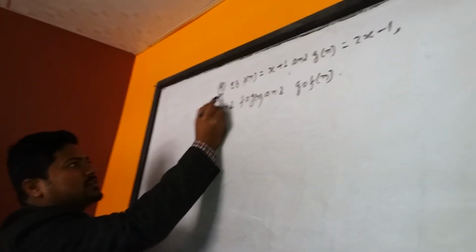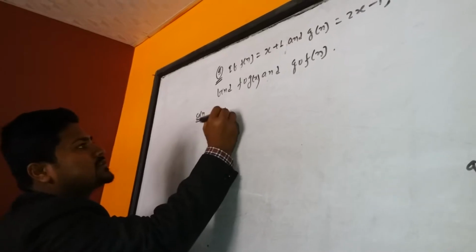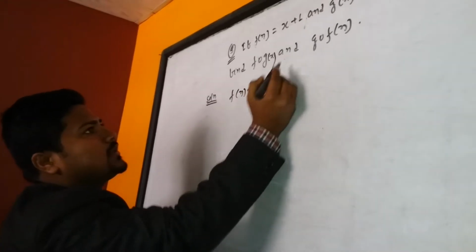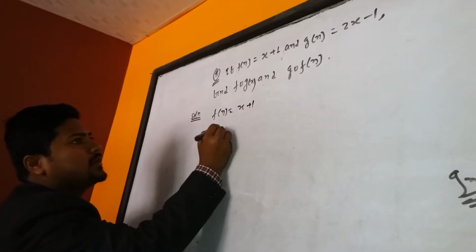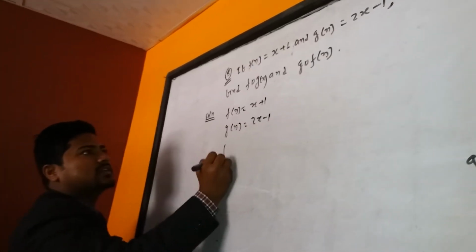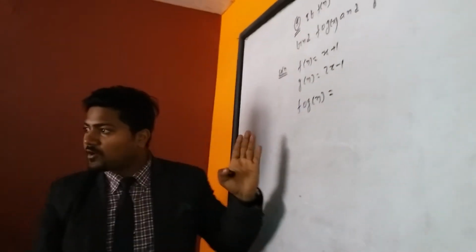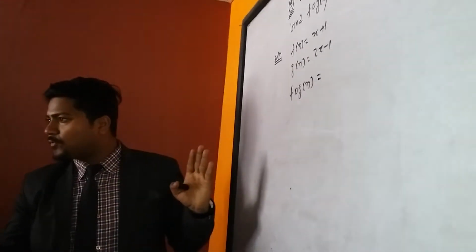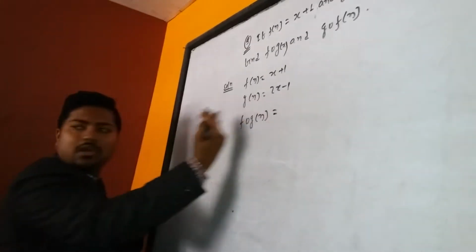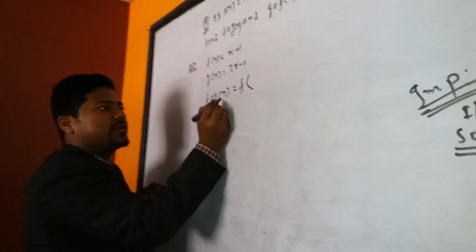Okay, let's solve these questions. If f(x) is equal to x plus 1, and g(x) is equal to 2x minus 1, the first question asks us to find fog. Try to understand this part. Ready? Always we have to go from right to left. Then f stays the same. Now what is given here?